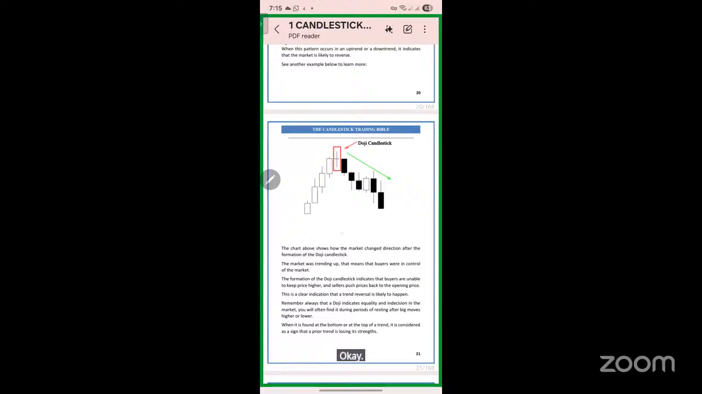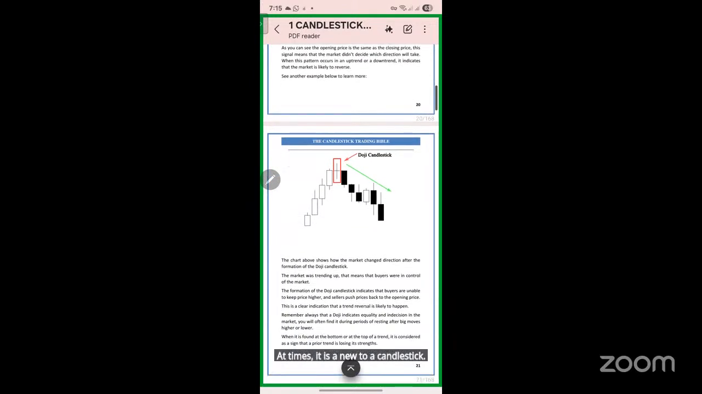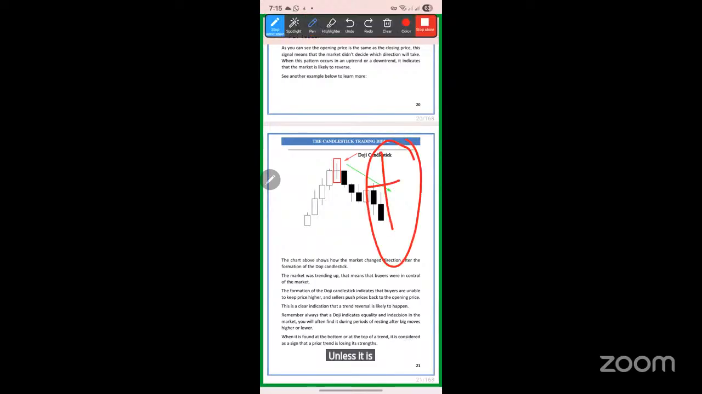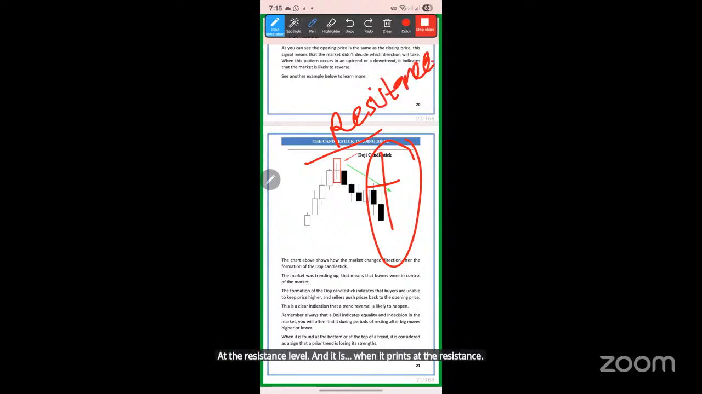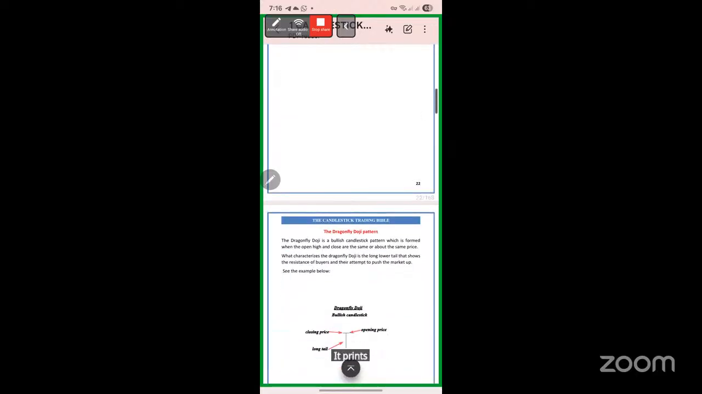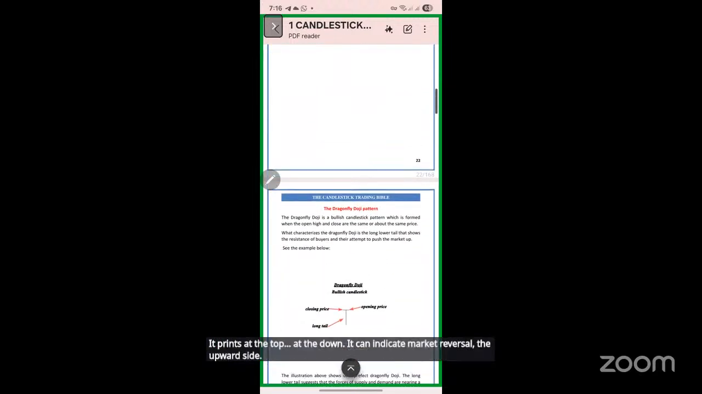So a doji, at times it is a neutral candlestick. It can't tell you whether the market is bullish or bearish unless it is formed at the end of the upward trend at the resistance level. When it prints at the resistance, it can indicate reversal to the downward side. And when it prints at the bottom, it can indicate market reversal to the upward side. So that is a doji.